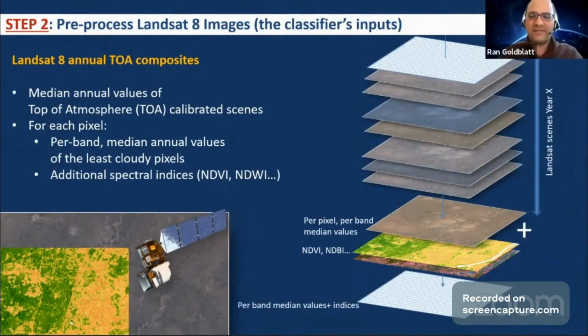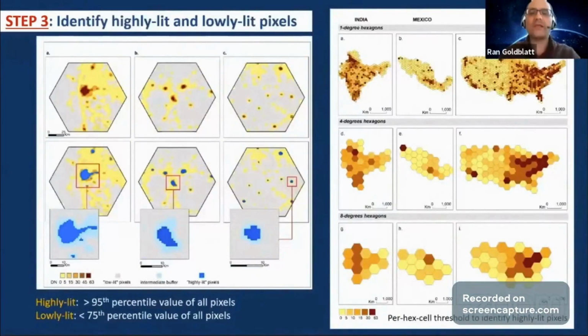So now the result is Landsat 8 data, where for each pixel we have all the band values, including NDVI and NDBI, which we use as inputs to the classifier. Then, as I mentioned, one of the most important questions is how do we define the threshold of a highly lit pixel? Because obviously, in a densely urbanized area, these thresholds should be higher than in a rural remote area. Because if we have a very high threshold, we will not capture those areas in the villages, which you can see here in the bottom hexagons on the screen.